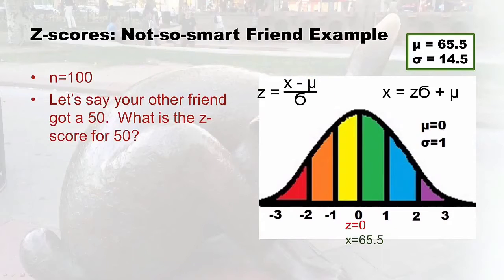Here we'll do another example, only this friend is not so smart. This friend actually got a score that was kind of low. It was so low, it was below the mu of 65.5. This poor friend only got a 50. So let's try it again. Let's do a z-score for 50.